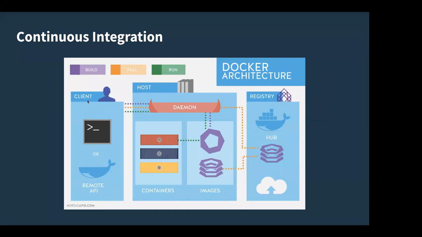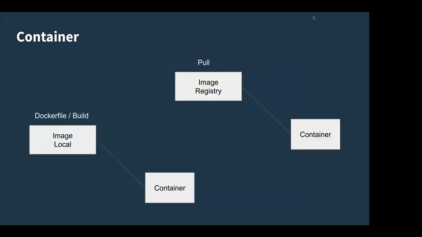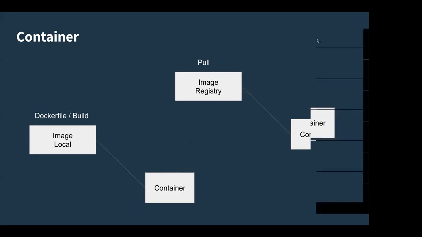On the client side, you can use a remote API which Docker provides, or you can use your command line in case you are working locally. In containers, you have two ways to use them. You can use local containers using the Dockerfile and the build command for local images, or you can pull an image from the Docker Hub I already mentioned. These images that you create are going to be containers which contain the final app you are going to deploy, and the environment where it's going to run.